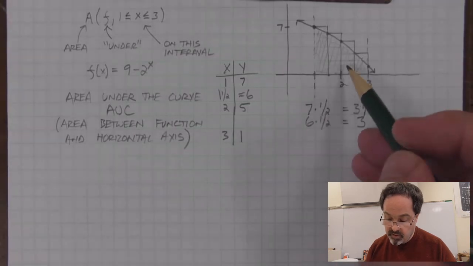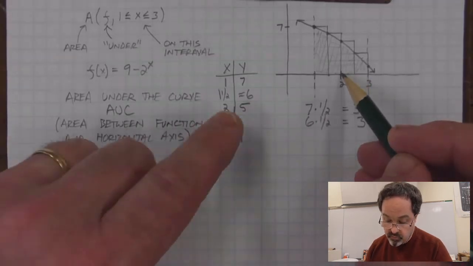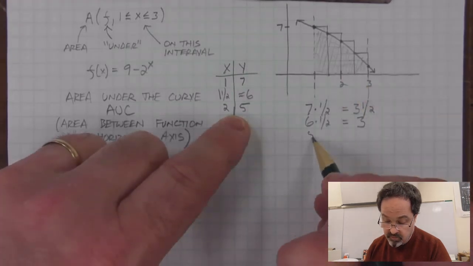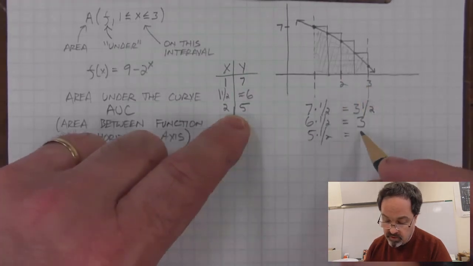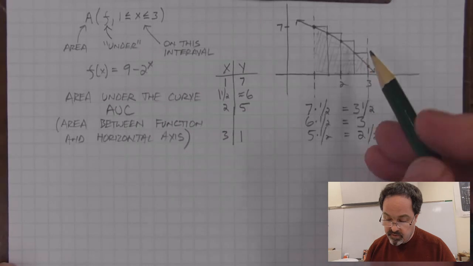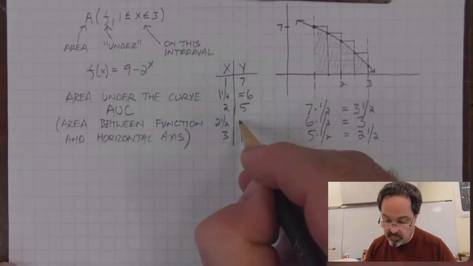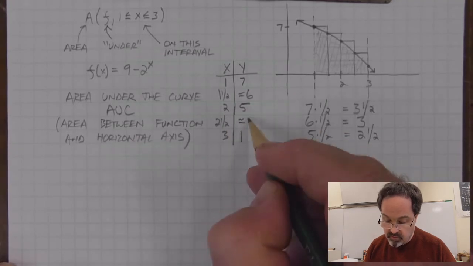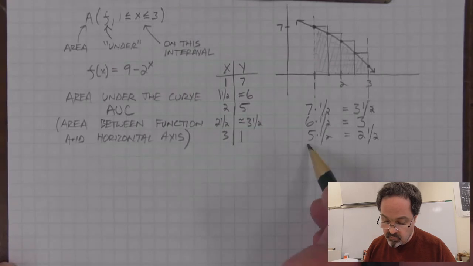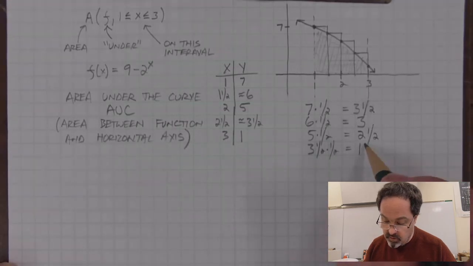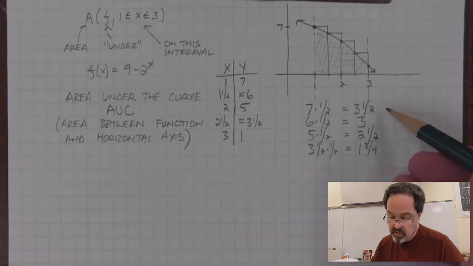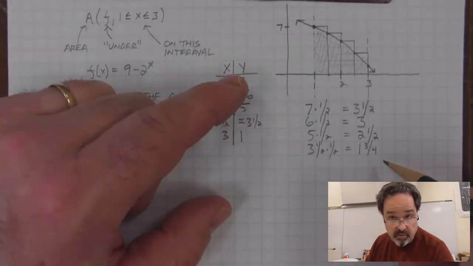My third rectangle has a height found by putting 2 into the function, which is in my table, and its height is 5, times the base of 1/2 to make an area of that third rectangle of 2 1/2. The fourth and last rectangle has a height found by putting 2 1/2 into my function. And again, I'm going to be working with an approximate value for the height of 3 1/2. So the fourth rectangle is a height of 3 1/2 times the base of 1/2 to give me an area of 1 3/4.